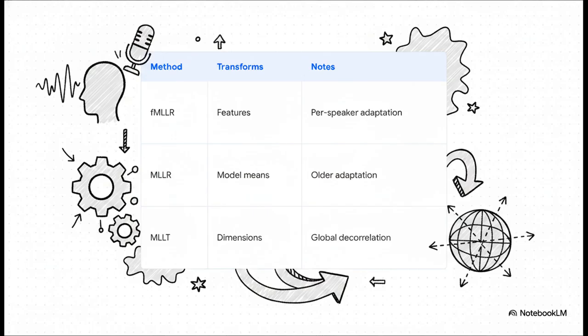Contrast that with the older MLLR. Notice there's no lowercase f there. MLLR transforms the model means instead. It operates directly inside the AI model, which requires way more parameters to adjust the AI to fit your voice, rather than efficiently adjusting your voice to fit the AI. And then there's MLLT. Despite the suspiciously similar name, MLLT isn't even speaker adaptation at all. It's literally just a global math rotation applied to the data for everyone. So, easy cheat sheet. fMLLR adapts features, MLLR adapts models, and MLLT just globally decorrelates data.